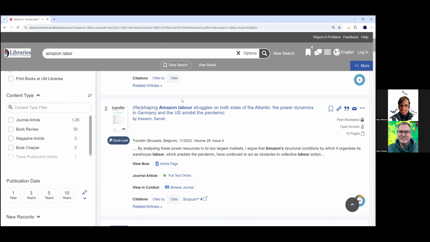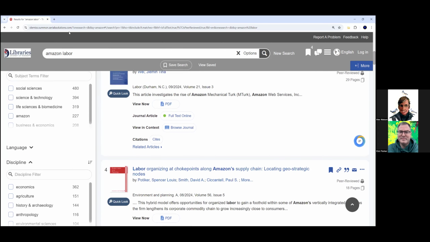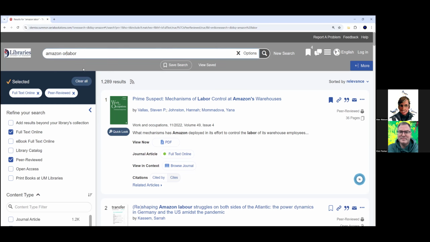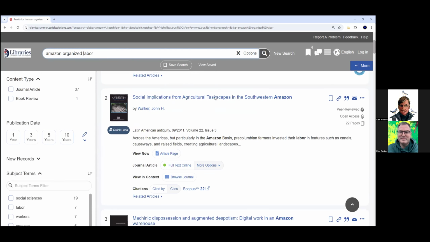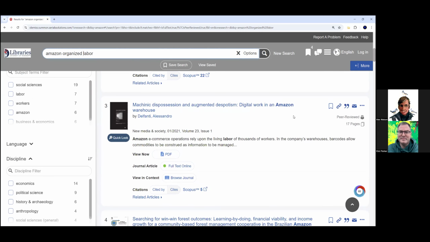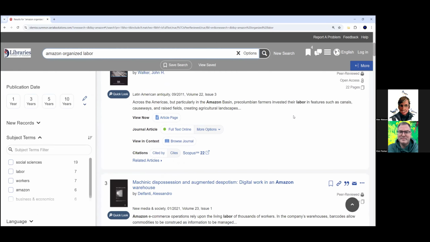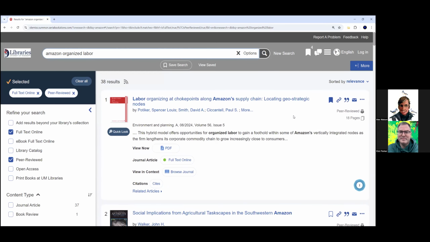So if we want to change that to organized labor, you can see we're getting some very, very different stuff. All good. We found some fantastic articles so far, but you will have noticed that some of them appear in one of the searches and not in another. This is why it's important to try out different keywords, different combinations of keywords, and to keep an eye out in your search results for other things that you can include in your search.